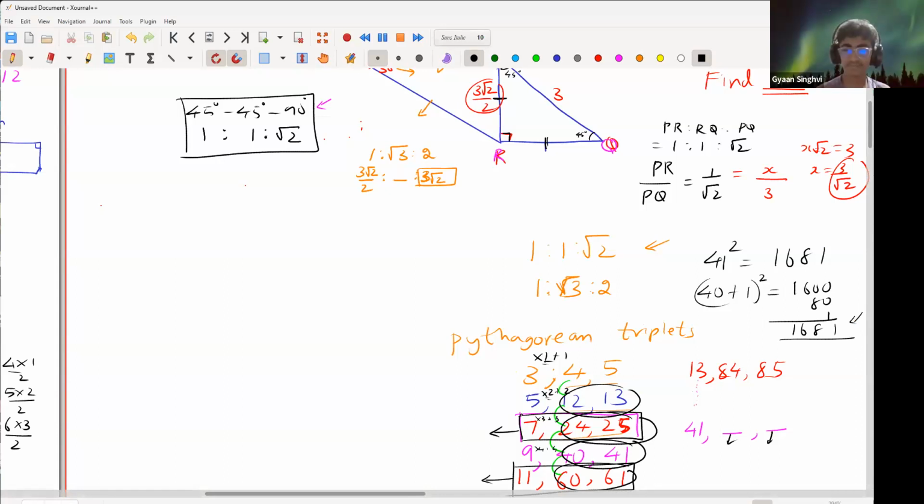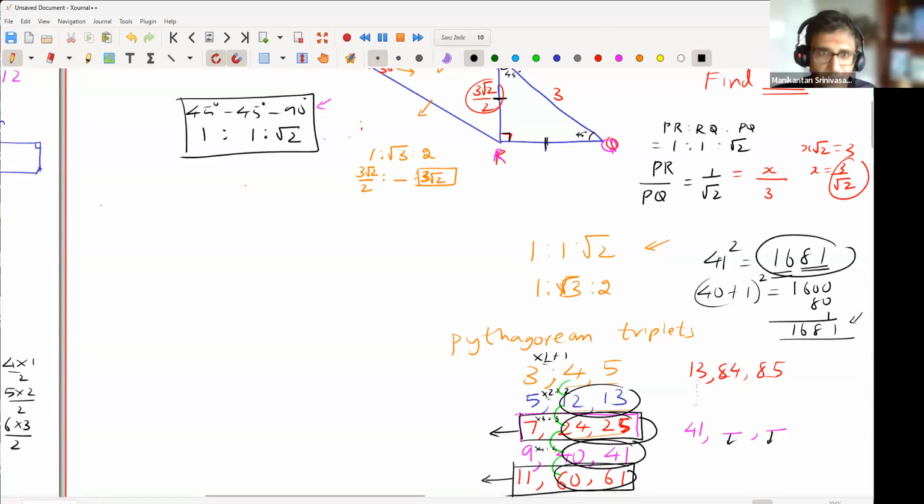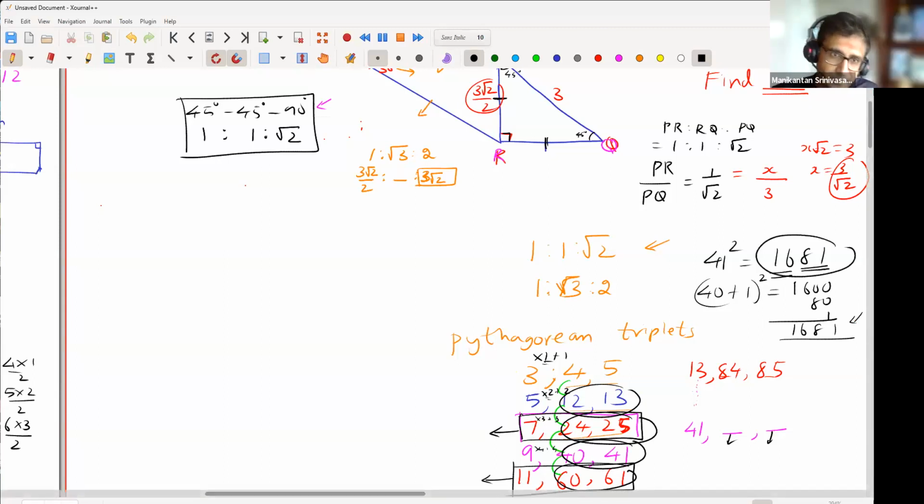Okay. Yes, by the way, it's an interesting one, right? 16 is also a perfect square. 81 is also a perfect square. The combination 1681 is also a perfect square. Okay. So yeah.